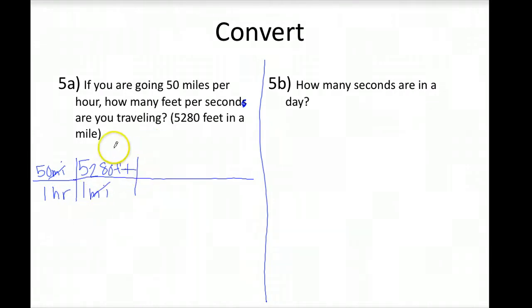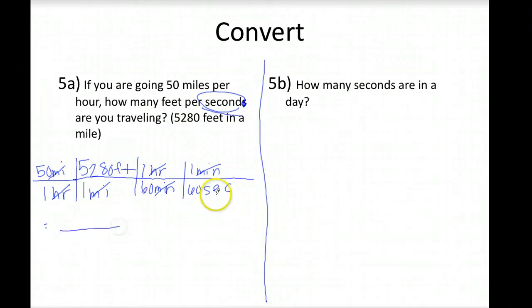Now my denominator needs to be in terms of seconds, and it's in hours. So I'm going to break that down. I know in 1 hour I have 60 minutes, so I'm going to divide out the hours. And then I know I have minutes here now, so I'm getting closer. In 1 minute there are 60 seconds, so I'm going to divide out the minutes. So now all my units are in terms of what I want. Feet is the only unit left in the numerator, and seconds is the only unit left in the denominator. So I'm good to go.